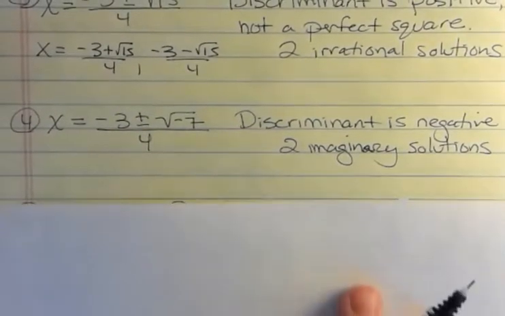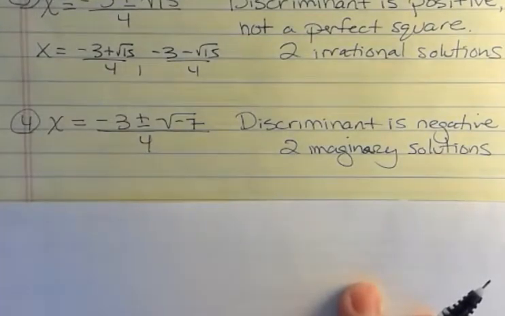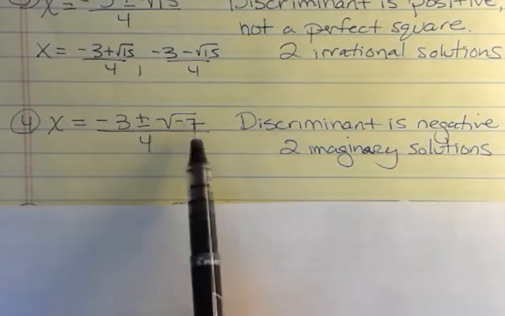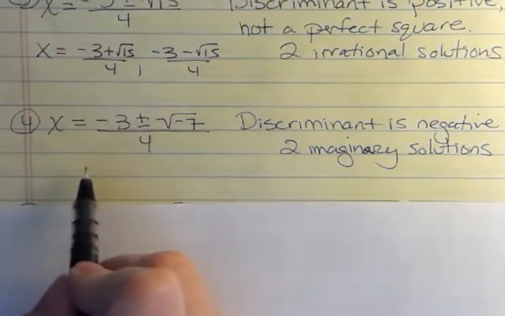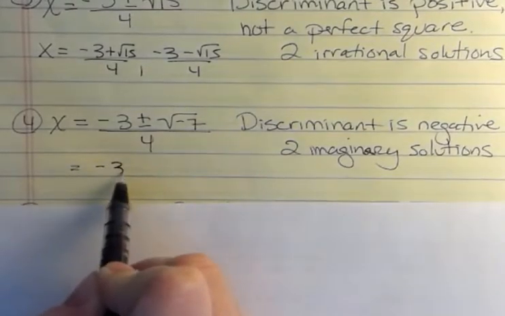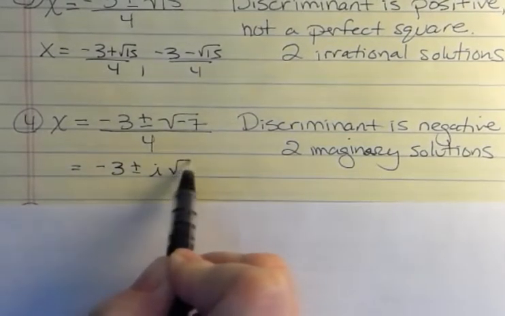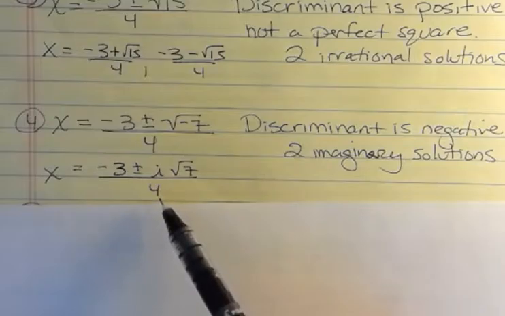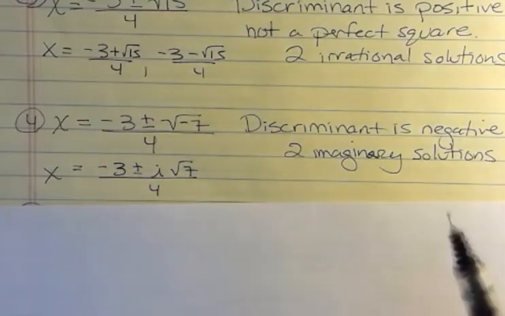The fourth scenario is that I have a discriminant that's negative. That's going to give me two imaginary solutions, because when you get a negative under your radical, that becomes imaginary, and we're going to get i square root of 7 over 4. So if you ever get a negative as your discriminant, you know you've got two imaginary solutions. This is showing two solutions.